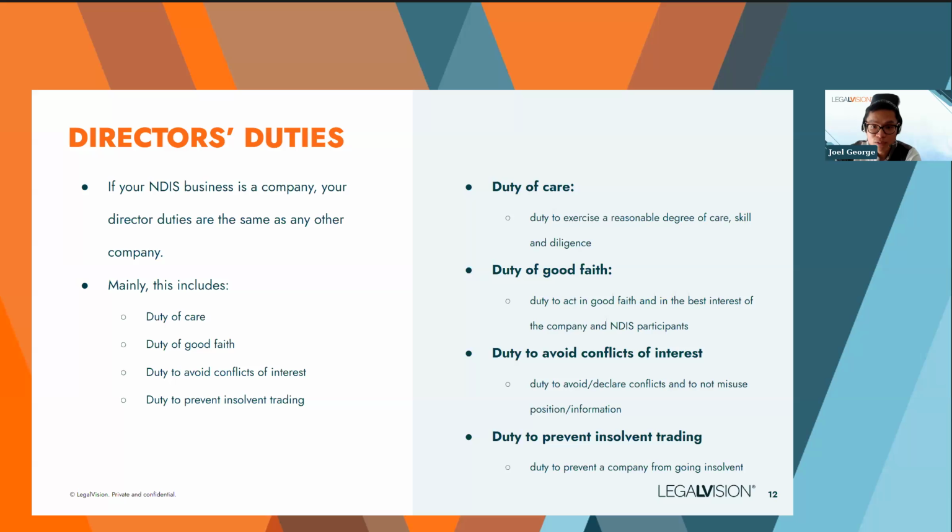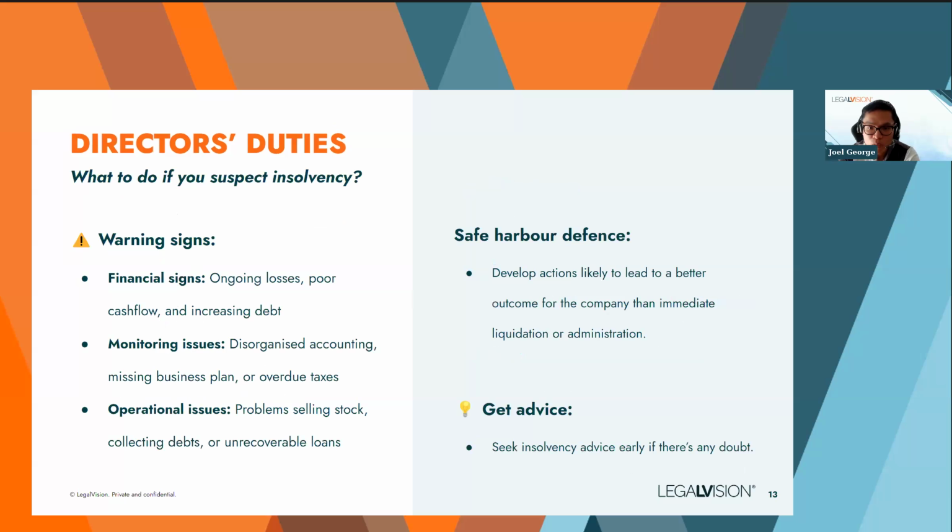The last of the big four, but by no means the least, is the duty to prevent insolvent trading. Fundamentally, it's the duty to prevent your company from going insolvent. I'd like to dive a bit more into this particular duty, as this is particularly important, I think, for NDIS businesses, especially because they need to operate within the parameters of the NDIS pricing guide. So, what do you do if you suspect your company may be insolvent? Fundamentally, as a director, you really need to be familiar with your business. There's no excuse to this.